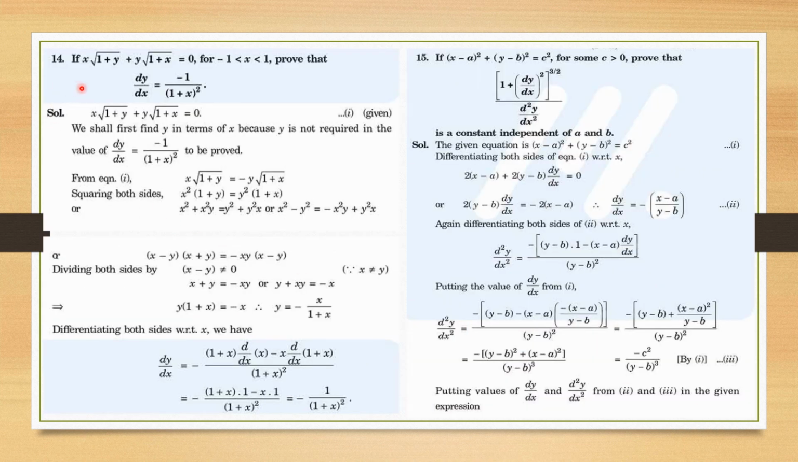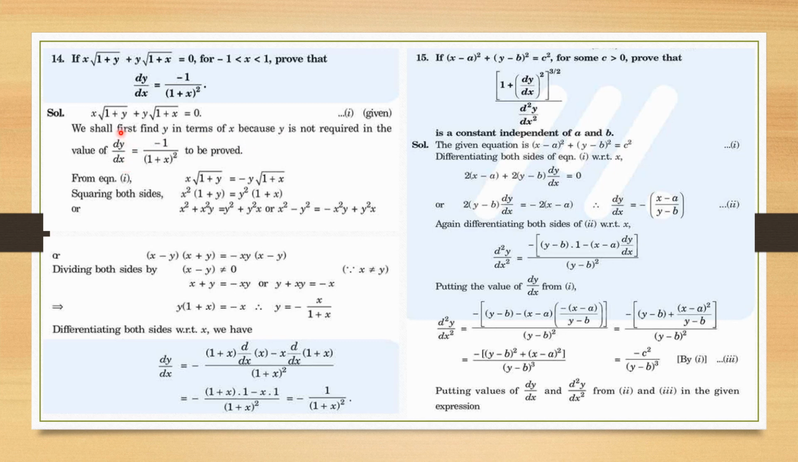Number 14 is a very good question. If x times root 1 plus y times root 1 plus x is 0 and x is between minus 1 and 1, you have to prove that dy by dx is minus 1 upon 1 plus x whole square. Now it's again an implicit type of function. You cannot separate x and y together. So I have to simply start with the derivatives.